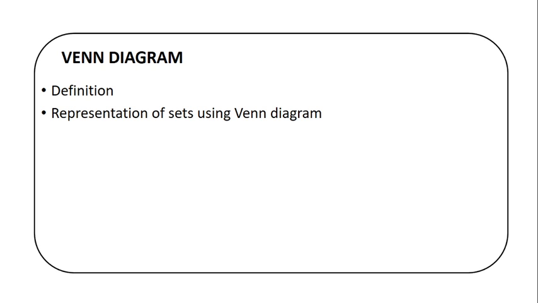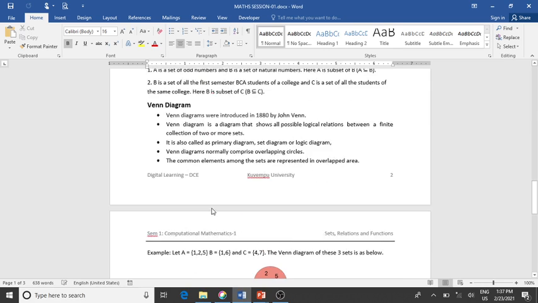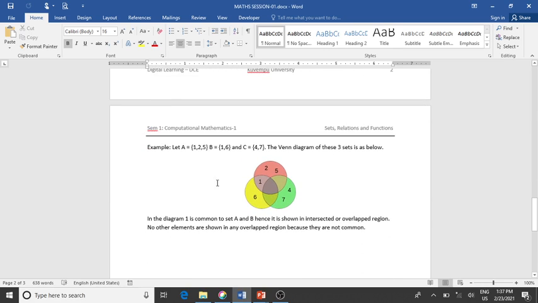If we see the example for the Venn diagram, here we have three sets A, B and C. Each is represented by a circle. This is our set A, this is our set B and this is our set C. Here in set A and set B, 1 is common, so it is represented in the overlapped area, and 2 and 5 belong to only A, so that's why it is represented in this area.